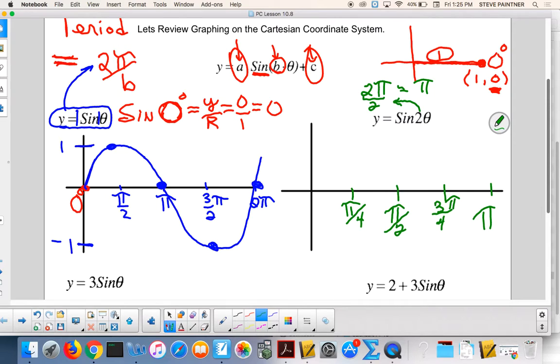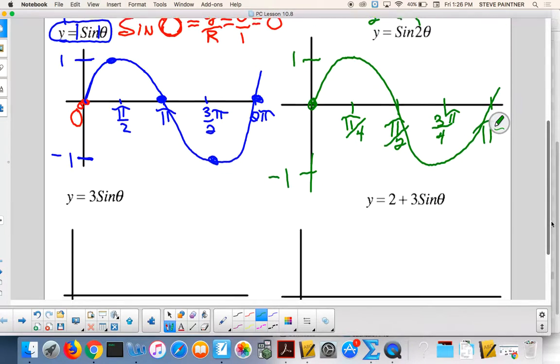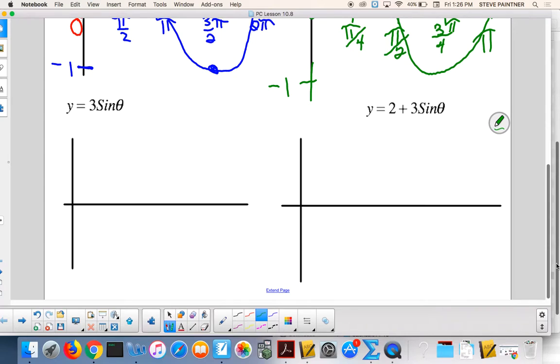Good? Does the curve change? No, the curve's the same. Starts at 0, 0, hits its max, hits its min. What's the max? 1. What's the min? -1. There it is. It looks identical except the period ends at pi. This one ended at 2 pi. So that was it. Okay, what are your thoughts so far? Pretty easy?